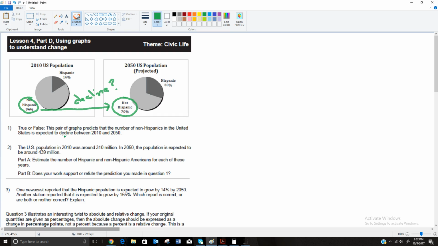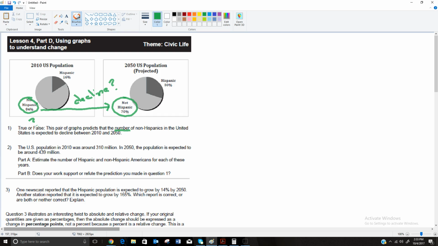Well, the problem is when you're looking at that, remember that a percentage is out of the total. So they're asking, is the number of non-Hispanics in the United States expected to decline? Well, the percentage of non-Hispanics is expected to decline, but does that mean there's actually going to be fewer non-Hispanics in the United States in 2050 than there is in 2010? And we would have to know what the actual population is in order to determine that. So be careful, a number is not a percentage.